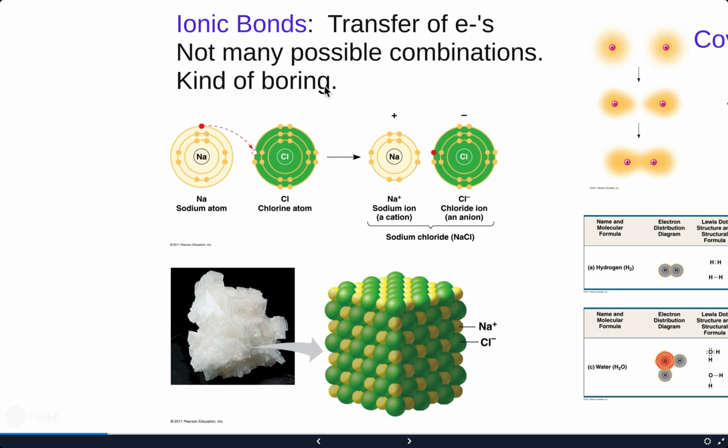This is where there's a transfer of electrons. Not many possible combinations, so it's kind of boring. But salt, which is one of my favorite things, is an example of an ionic bond. You can see here that sodium only has 1 electron in its outer valence shell, which means it's alone and really wants to find a friend. Chlorine has 7, and it just needs 1 more to make it perfect and feel whole and balanced. So they share that electron, and it creates this ionic bond or interaction between them, and that creates salt, a new emergent property.